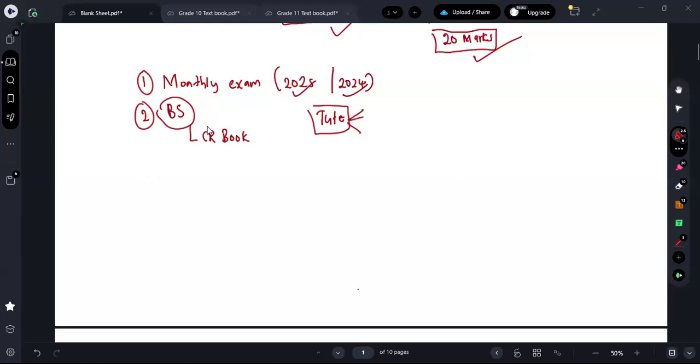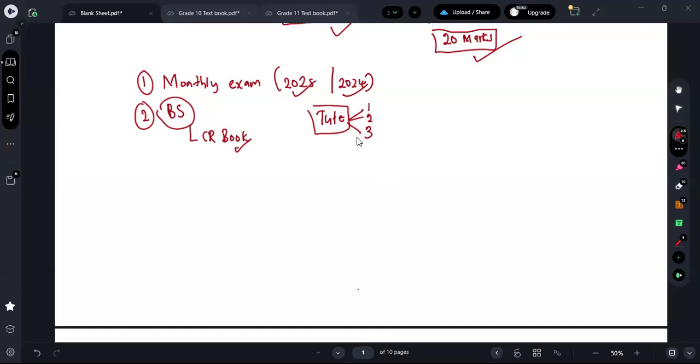Okay, guys. Now business studies, what I was telling was that you should have a CR book. We will be completing unit one, unit two, and unit three. Now you all know what unit one, unit two, and unit three are, which are the business studies units.